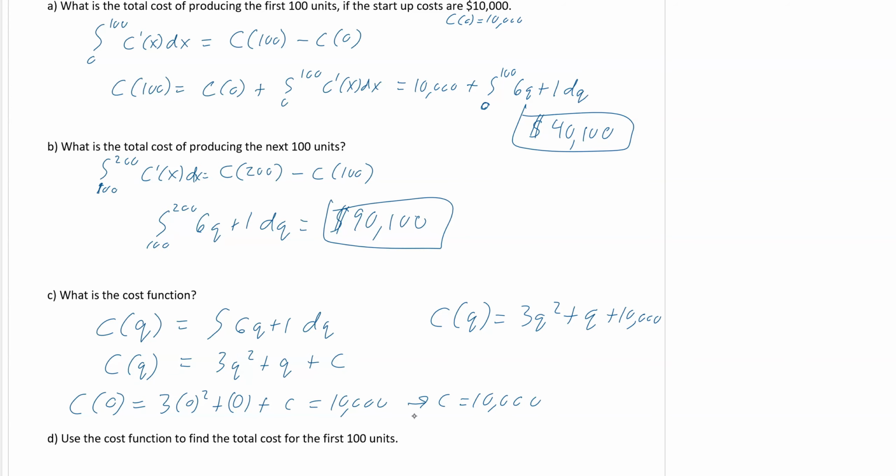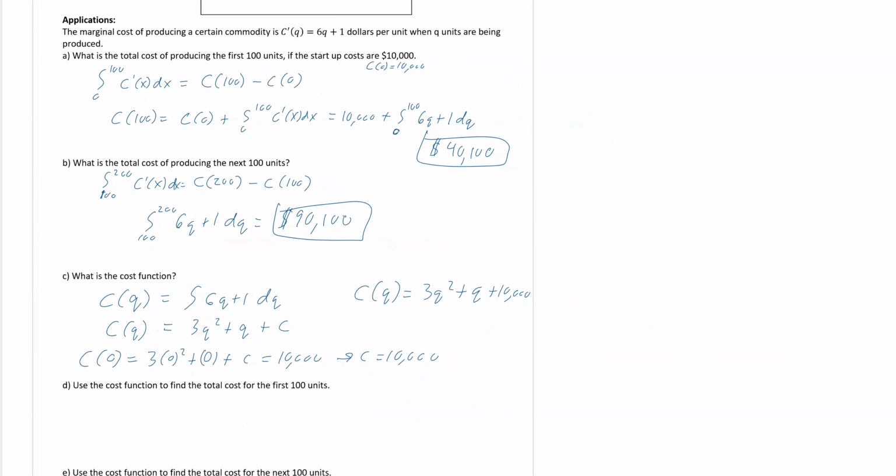So now if we do those exact same problems, we can find out everything we need. So we want to use the cost function to find the total cost of the first 100 units. Well, that is our cost function. So if we find C of 100, we get 3 times 100 squared plus 100 plus that initial 10,000, which this right here is this, right? That's our antiderivative, see, and we would have plugged in 100, and then we would have plugged in 0. So then all we're doing now is adding that C of 0 to it.